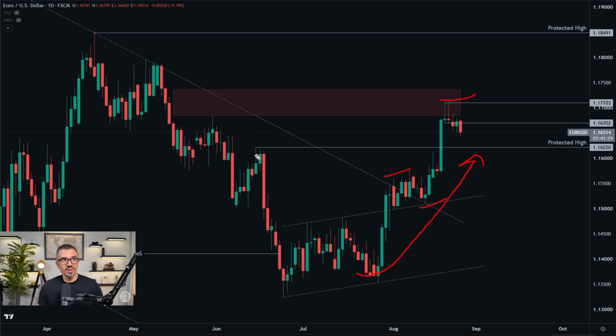So like I said in recent videos, this area down here, this high right here, and this high, this is what's going to be key now for the euro, right around 1.1620. That's what's going to be key. Okay, so basically between 1.16 and 1.1620, this is going to be the area to watch.